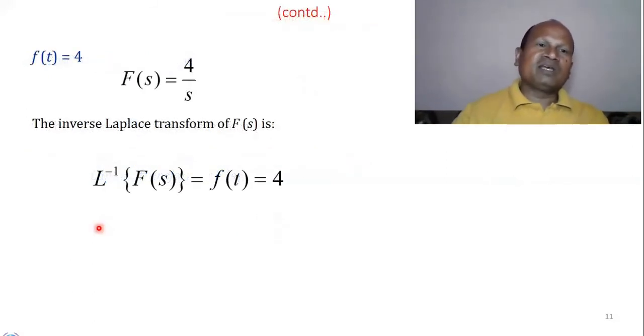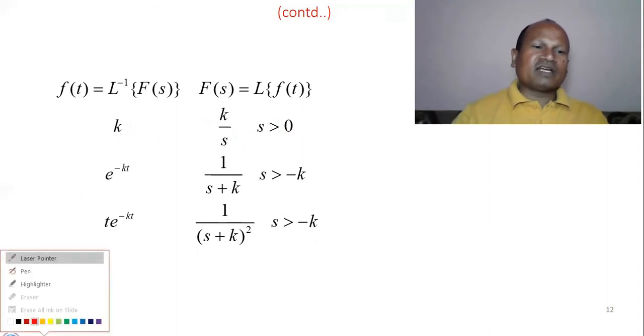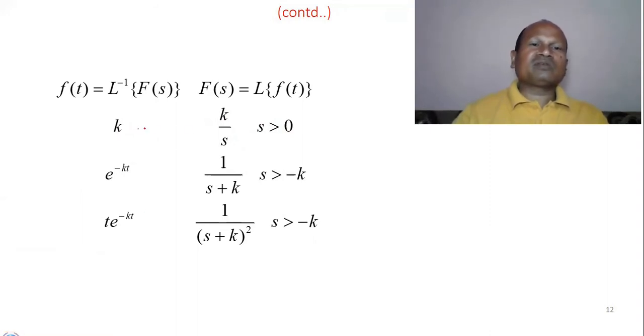Let's see one example. We have calculated Laplace of f(t) as 4 by s. When we calculate the inverse Laplace of this, we'll get a signal f(t), and that will be equal to 4. Similarly, this is one table that represents K, which is a constant. So what is the Laplace? K by s for s greater than 0. When we calculate the inverse Laplace, we will get K. So this relationship is a kind of this one.